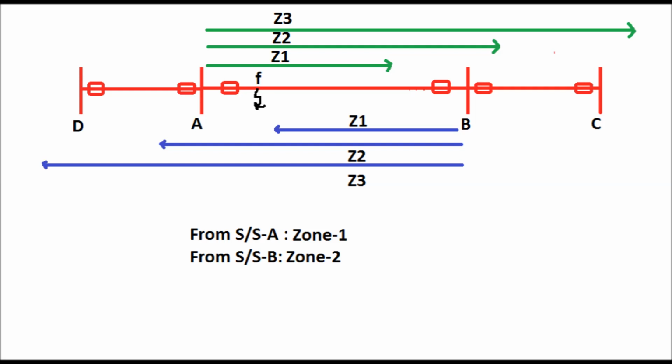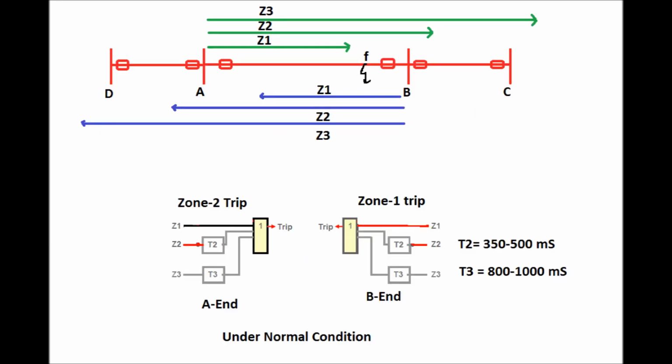Now again consider the fault occurring at point F, which is located in zone 2 from substation B end, and from substation A end it is located in zone 1. So the fault point is underreaching from substation A end in zone 1. Again, due to the zone 2 location from substation B end, the relay will trip after some time delay, that is of 350 to 500 millisecond. Again, from substation A end it will trip instantaneously, that is at zone 1 time. So the tripping logic has been shown for both substation relay ends.